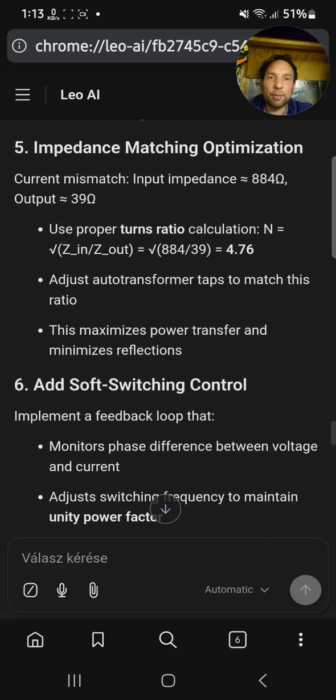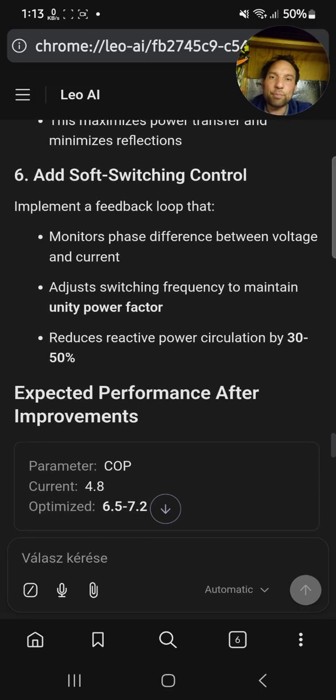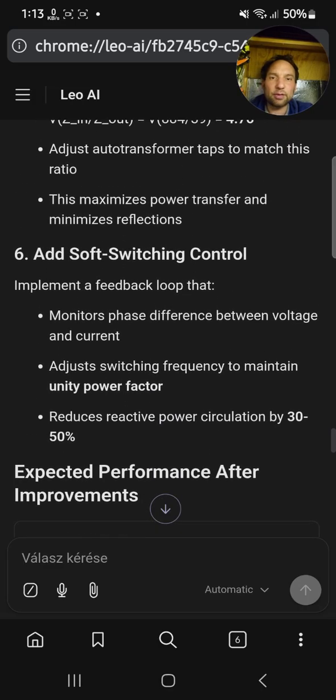Impedance matching optimization. Current mismatch: input impedance 884 ohms, output 39 ohm. Use proper turns ratio calculation, 4.76. Adjust autotransformer taps to match this ratio. This maximizes power transfer and minimizes reflections.